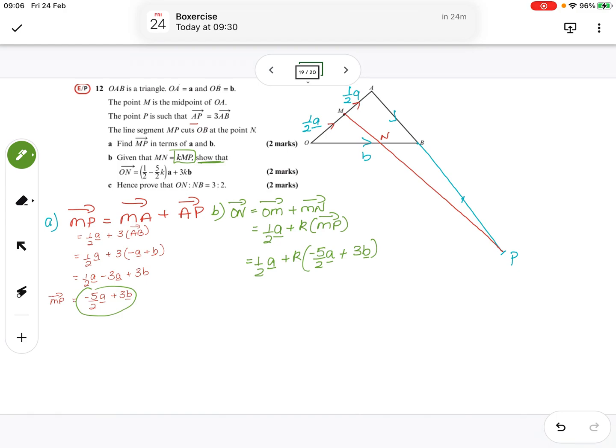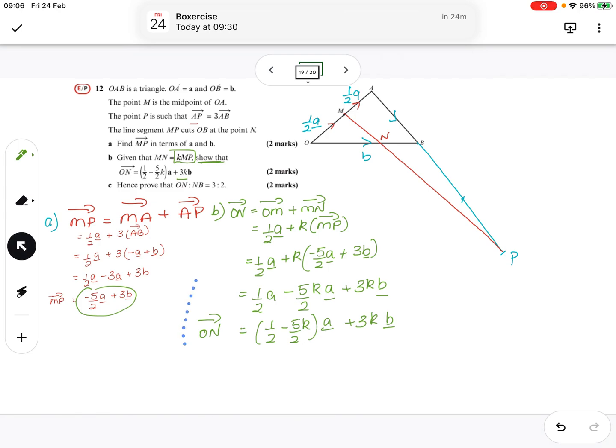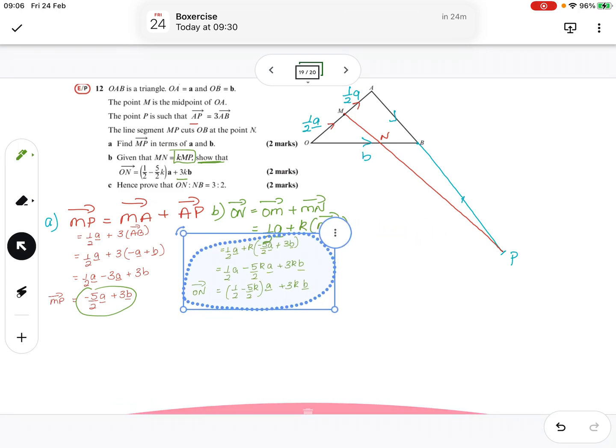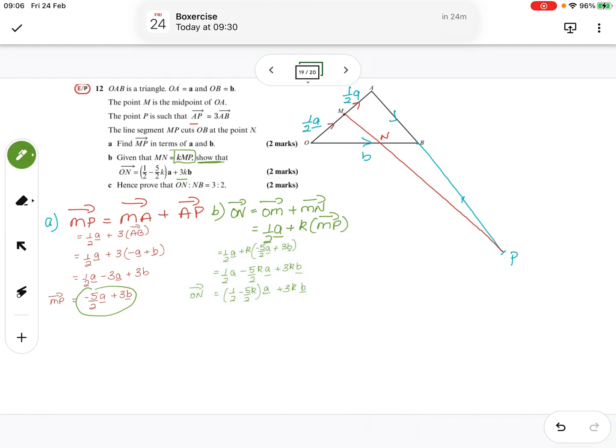So then we'll multiply out the bracket. I've got a half A plus, oh no, that minus always gets me again, minus 5 over 2 kA plus 3kB. Oh, I've got my 3kB, so that's looking good. In fact, I'm looking at this thinking, yeah, I've done it, haven't I? So I'm going to take my A out, and that gives me what I was looking for. Excellent, so that's B done. I'm just going to shrink that a bit as well.